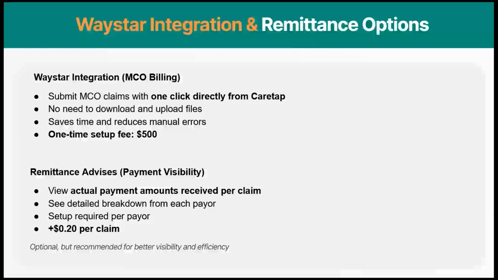Okay. Setup is required for each payer for the process to happen, and for any claims that you submit, there will be an additional cost of 20 cents per claim. So whenever you're using Waystar, there is a 35 cents charge per claim. So if we do enroll you for remittance advice, there will be an additional 20 cents per claim. Okay. While this feature is optional, this feature is highly recommended because it improves visibility, tracking, and overall billing efficiency.